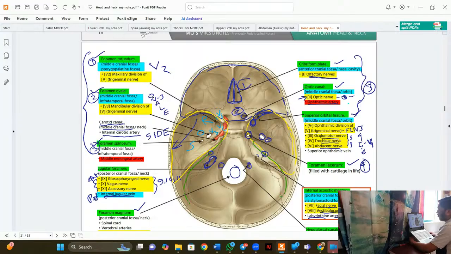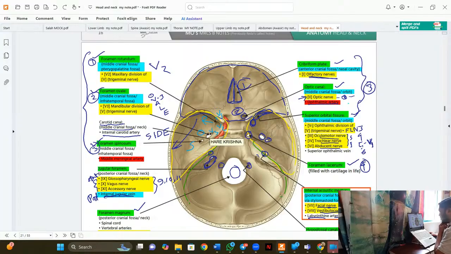O is otic ganglion. First, what is otic ganglion? Foramen ovale, otic ganglion. V3, mandibular division of the trigeminal nerve, accessory meningeal artery, lesser petrosal nerve, and emissary vein. So foramen ovale, mandibular division of the trigeminal nerve. Then trigeminal finish, oculomotor and trochlear also finish.